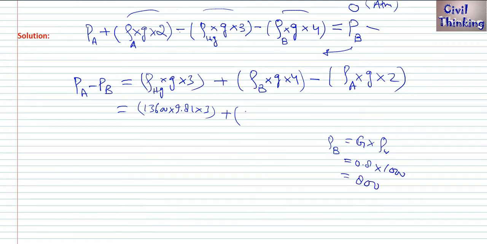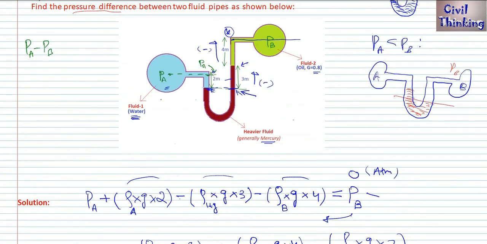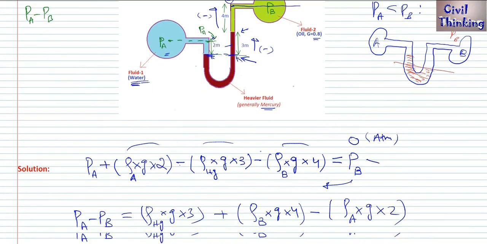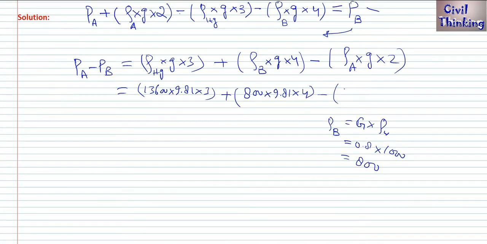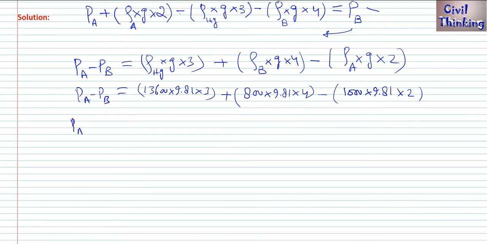So here the density is 800 multiplied by 9.81 multiplied by 4, minus rho A. Now A is water, I think. Yes, A is water. So here is water whose density is 1000 multiplied by 9.81 multiplied by 2, right? Okay, now this is PA minus PB. Now we are going to solve this PA minus PB. We are going to use the calculator to find all of this. Let me use the calculator.